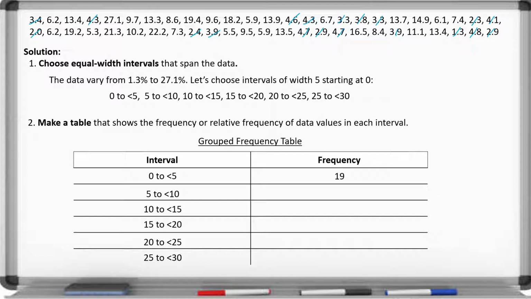Crossing out the numbers between 5 and 9, because we don't want to include 10, we have 15 numbers. Crossing out the numbers between 10 to 14, so that we don't include 15, that gives us 9 numbers, and so on. 4 numbers for the next one, 2, and then 1. And that's our entire data set.